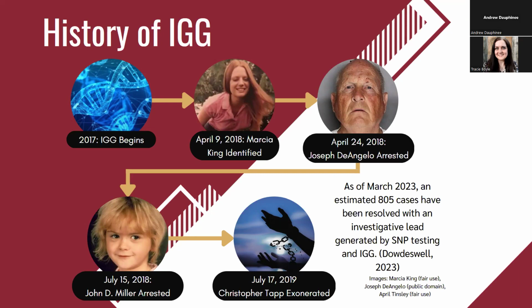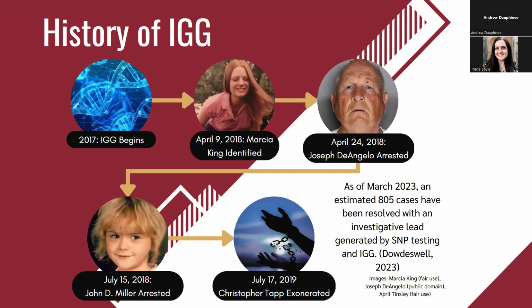In 2020, D'Angelo pleaded guilty to multiple counts of first-degree murder and kidnapping as part of a plea deal. He was sentenced to life in prison without the possibility of parole. Then in July 2018, John D. Miller was arrested for the murder of 8-year-old April Marie Tinsley. She was abducted on April 1st, 1988, while playing outside of her house in Fort Wayne, Indiana. Her body was discovered in a ditch shortly after. Despite collecting DNA evidence, authorities struggled to identify a suspect for years. In 2018, John D. Miller was arrested and confessed when questioned by authorities. He pleaded guilty and was subsequently sentenced to 80 years in prison.